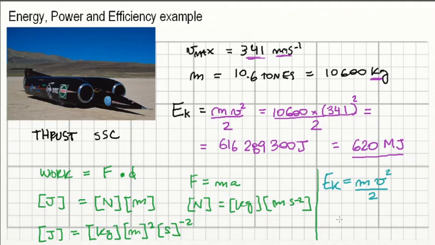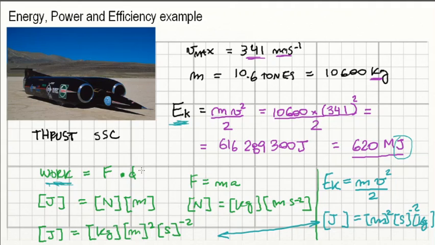Speed squared is going to give us a unit of meters squared per second squared. And this mass here would just be in kilograms. So we can easily see that those two match. So even though I have not written the units here, it will be joules. So if you keep your speed in meters per second and your mass in kilograms, you will also have joules when you're calculating your kinetic energy. Just like when you're calculating work, if you keep your force in newtons and your distance in meters, you will also have joules.